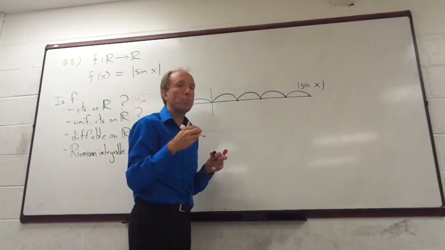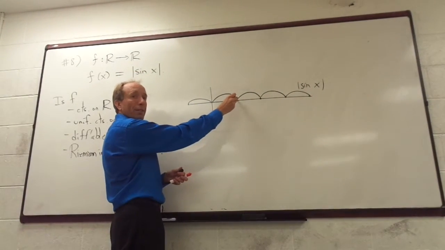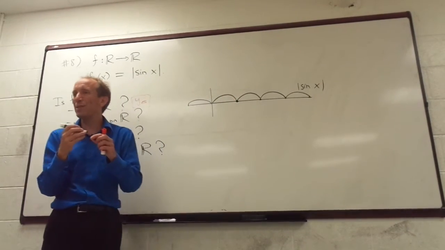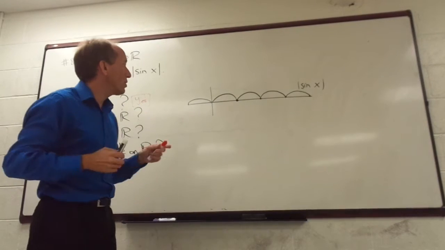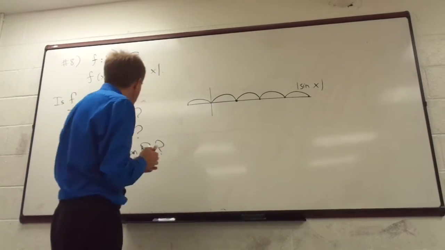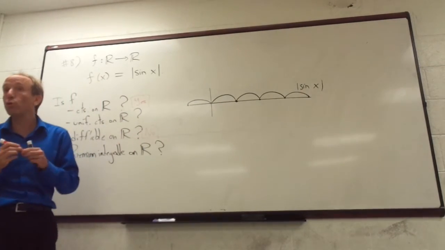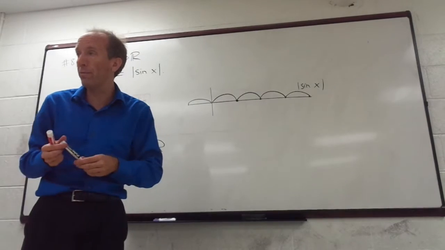Remember, differentiable just means it has a slope, right? Does this graph have a slope right here? It's not a well-defined slope, right? There's sort of a slope from one side and a slope from the other side, and they don't agree, right? So this function actually is not going to be differentiable on R. We're going to come back and prove all of these assertions in a minute. I just want to get the intuition down before we go any further.